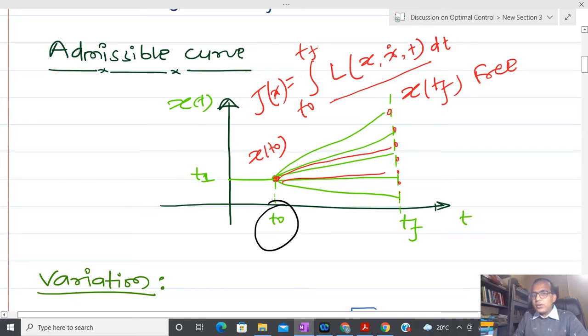If the final state x(tf) is fixed, then what happens to the variation? Variation with respect to time t0 is 0 because t0 I know, and tf I exactly know, so variation with respect to time is 0. The initial variation with respect to the state is 0 because x(t0) is exactly known. What can one comment about x(tf)? Is the variation of x(tf) 0?